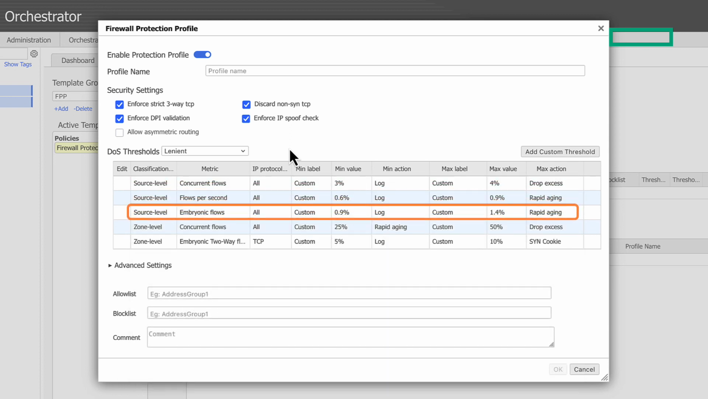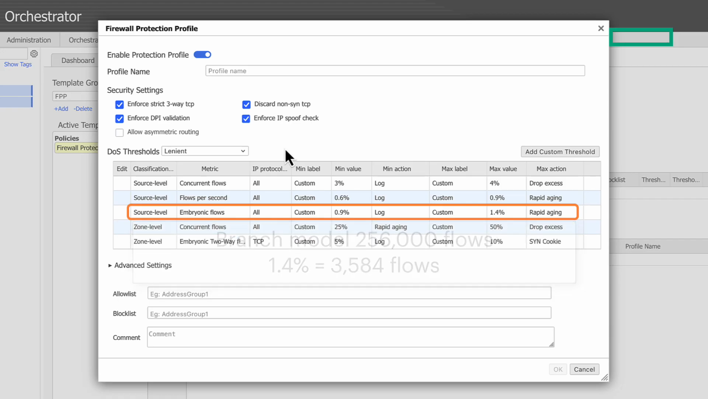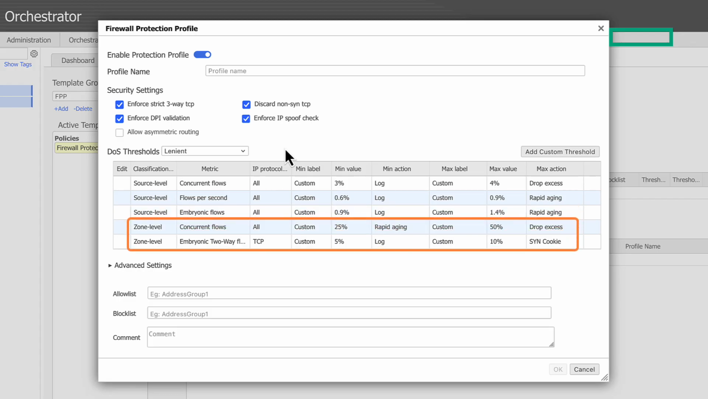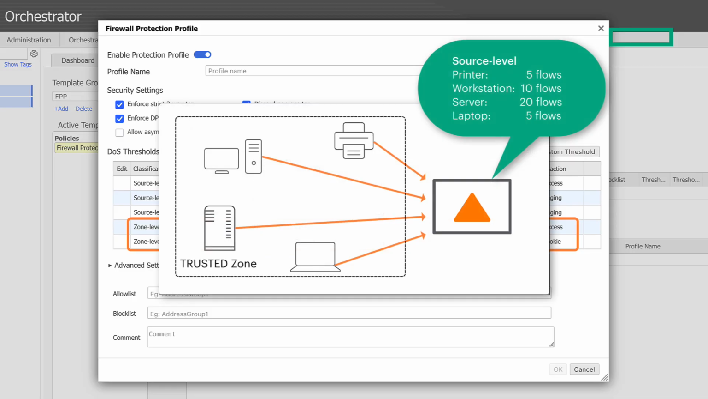Embryonic flows are treated more harshly, as you would expect. Just 1.4%, which is roughly 3,500 half-open flows from a single source IP, triggers rapid aging to begin to protect the appliance. The percentage thresholds are higher at zone level, since we are measuring now the entire zone as one entity, which could be just a few or many thousands of hosts.